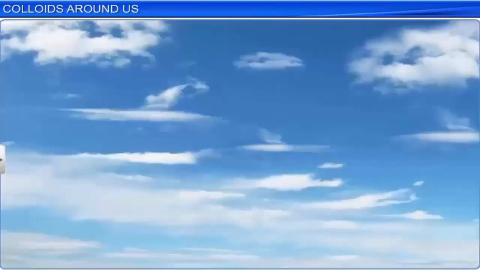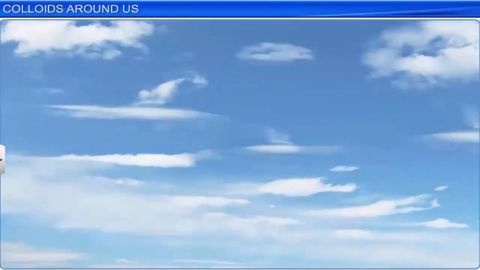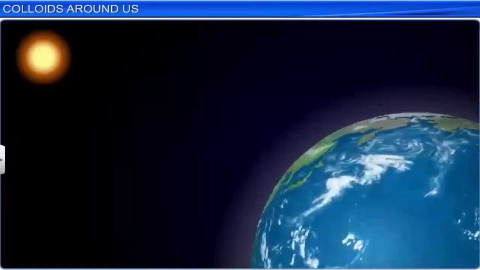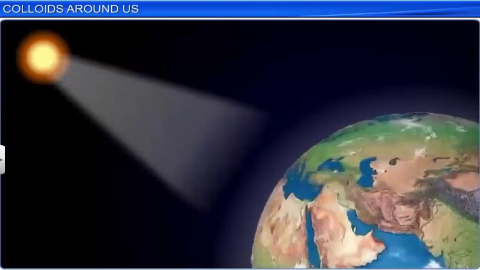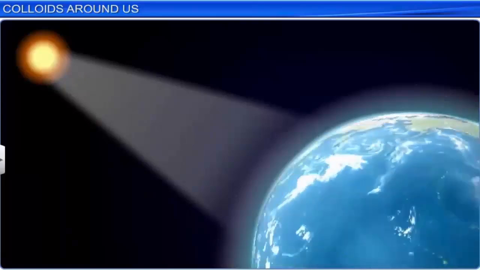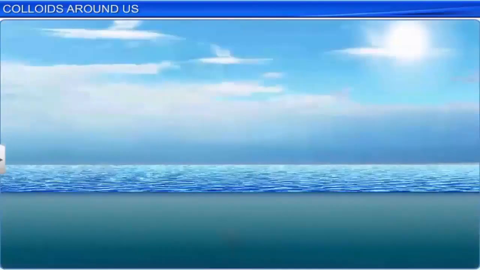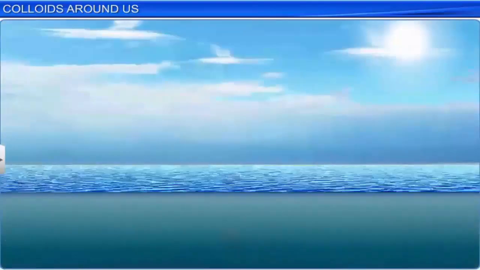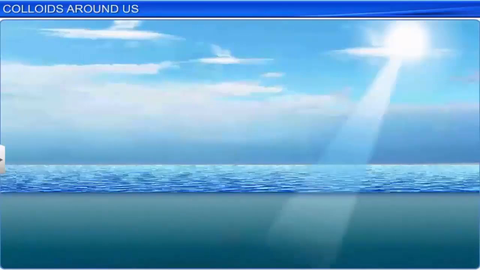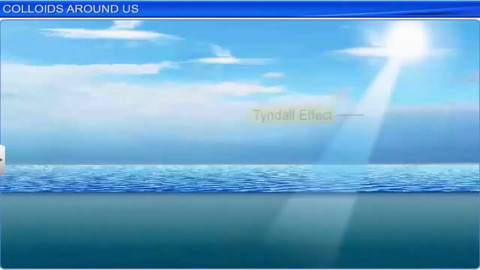Have you ever wondered as to why the sky appears blue? The sky is the empty space around the Earth and has no color as such. It appears blue due to the scattering of blue light by the dust particles and the water suspended in the air. Seawater also looks blue for the same reason. The colloidal impurities in seawater scatter blue light. The Tyndall effect of scattering of light by colloids is responsible for the blue color of the sky and the seawater.